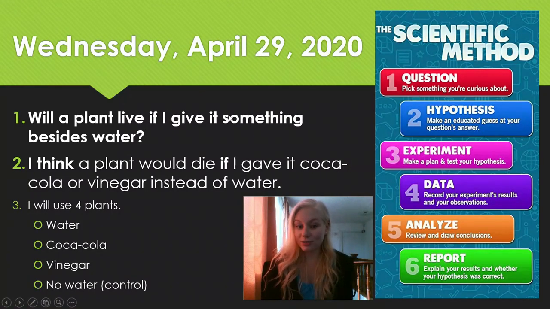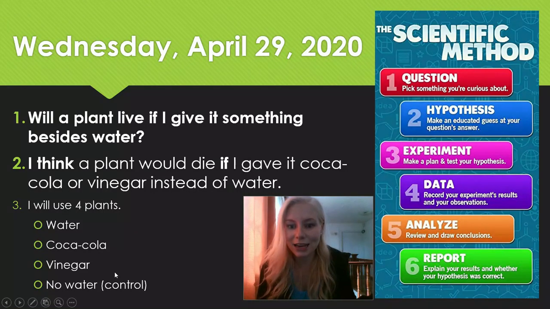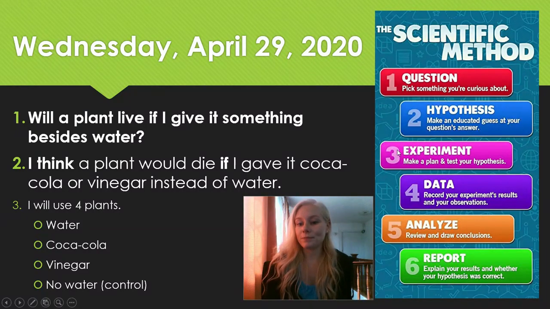So I have now gone through steps 1, 2, and 3 of the scientific method. The question here, what would happen if I gave a plant something besides water? The hypothesis, okay, which we kind of made right here. I think the plants are going to die, okay? I think this one's going to live, the water one, and I think these 3 are probably going to die. But we have to find out, right? We're scientists.